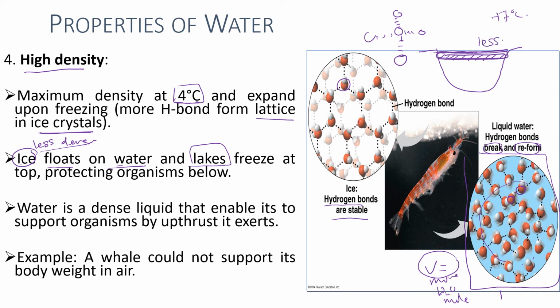The benefit or the advantage of this property is that when ice floats on the top of the lake, it allows aquatic organisms such as fish, shrimp, and aquatic plants to be able to survive during the cold season. So this is to protect organisms below. Organisms can still live.